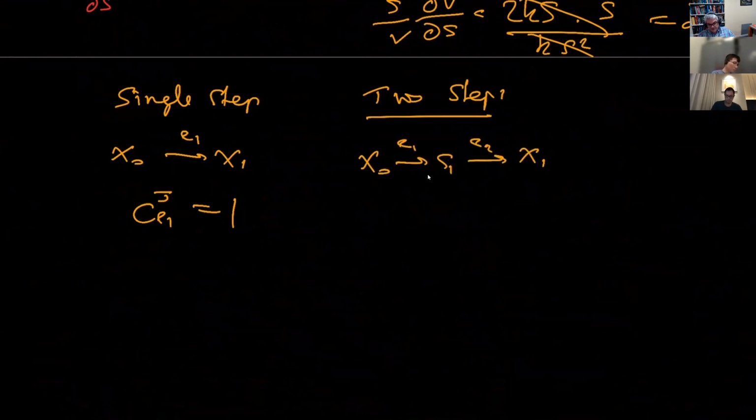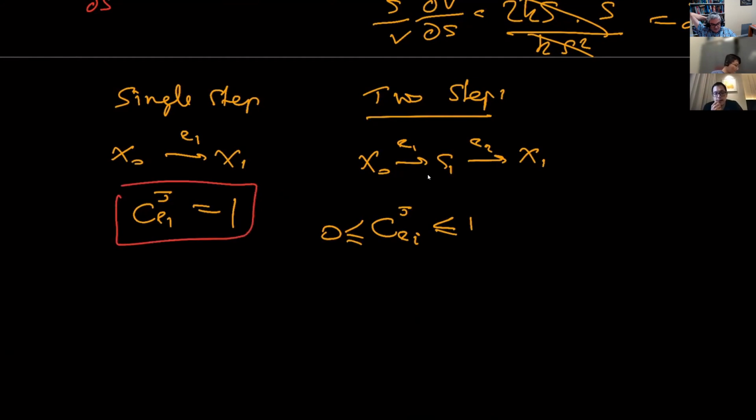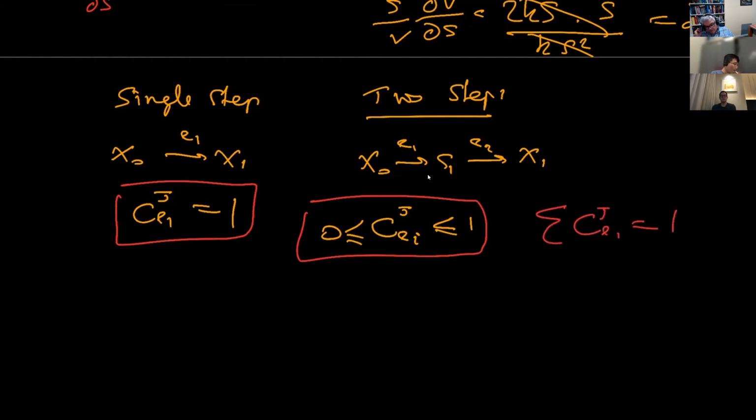I can't tell you what the values will be, but I know each one will be less than or equal to 1 and greater than or equal to 0. I can't tell you what value it'll actually have unless I do some more investigation. But for a single step, it's always 1. For 2 steps, each one will be less than 1, but the summation is always 1.